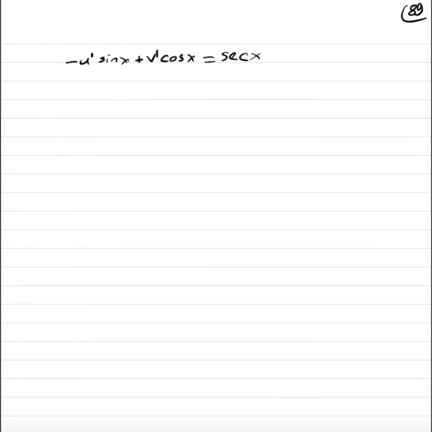Now I should have two equations, and the other one is our assumption. So if you remember, we assume that u prime cosine x plus v prime sine x is equal to 0. So this was our assumption. We can find u and v.